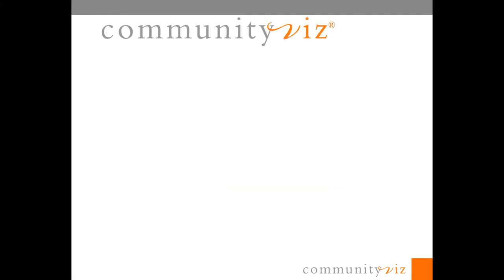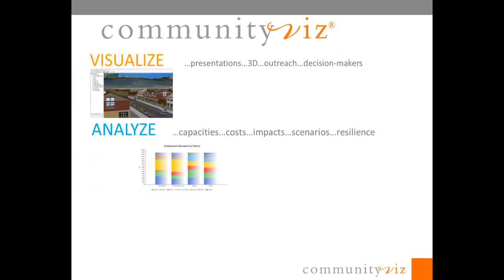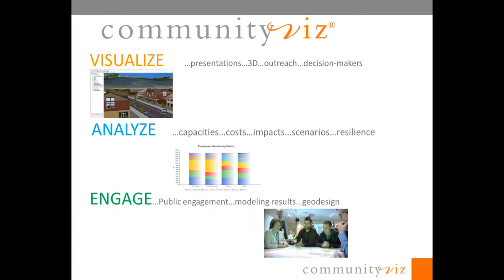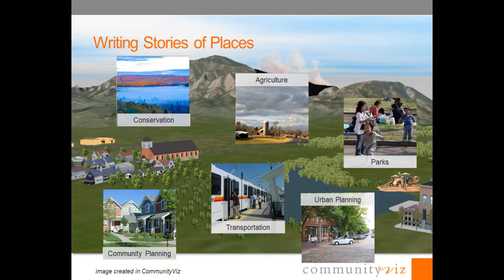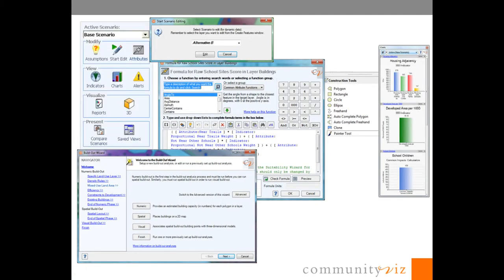CommunityViz is advanced yet easy to use GIS software designed to help you and other people analyze, visualize, and engage on important land use decisions. Each new version builds on years of research and development, real-world experience, ongoing feedback and suggestions from CommunityViz users, and our own passion for creating tools that make a difference. CommunityViz is a project of Placeways LLC and the Orton Family Foundation. Placeways develops, distributes, and supports the software.